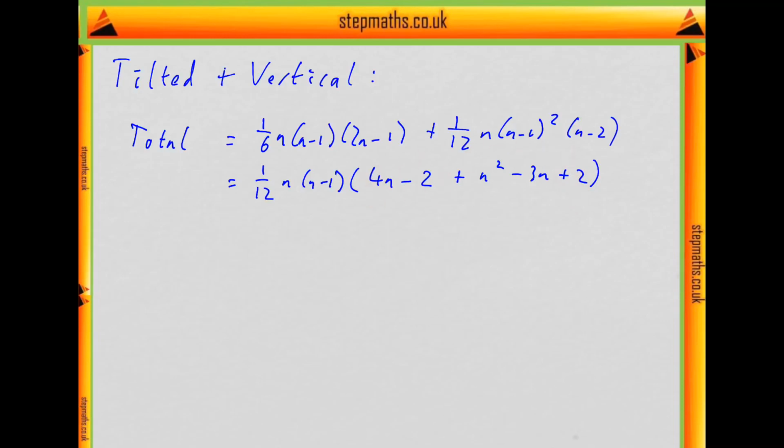And then if I collect up here, the numbers cancel, and the 4n and the minus 3n give n, so I just get n squared plus n, and that factorises to n, (n plus 1). So I can take the n out to make it n squared, and (n minus 1)(n plus 1) is n squared minus 1. So I simplify this to a 12th n squared (n squared minus 1). And this is our final answer for the number of squares. I've tested this for everything from n equals 0, which could be a special case, but it actually works, up to n equals 5, and it gives the right answer each time.